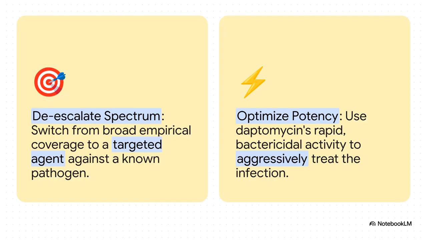And this brings us to a really sophisticated point about stewardship. Let's say you have a patient on broad coverage like vancomycin and Zosyn, and then you find out they have MRSA bacteremia. You de-escalate by stopping the Zosyn. But the switch from vancomycin to daptomycin, that's not just narrowing the spectrum. Oftentimes, it's about escalating potency. We're choosing to leverage daptomycin's rapid, concentration-dependent killing to go after a confirmed, life-threatening bug more aggressively. It's a strategy that's about both precision and power.